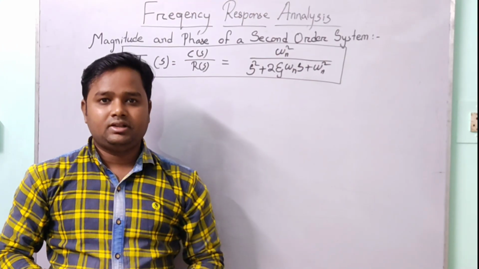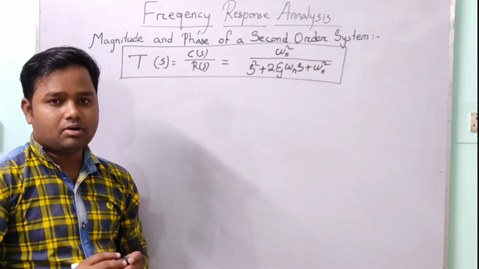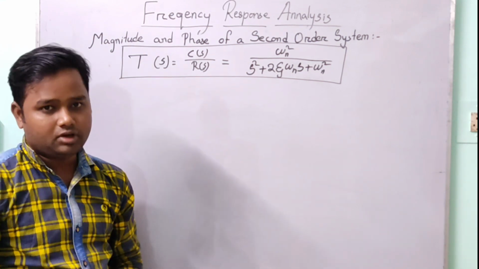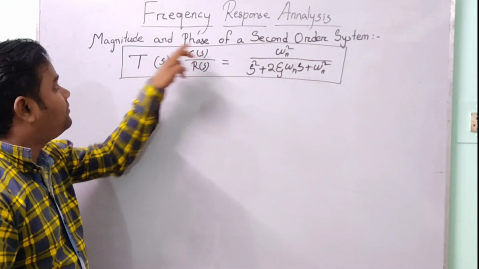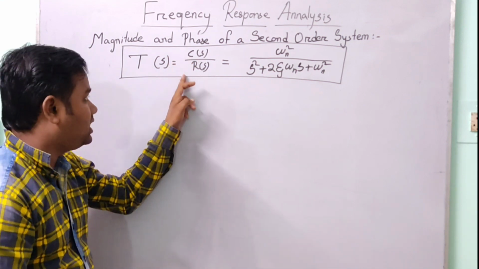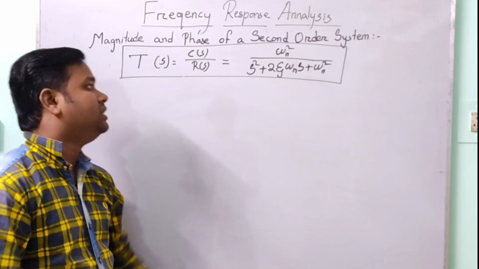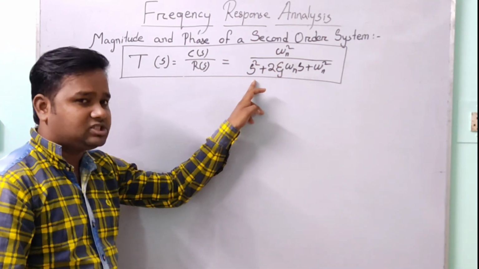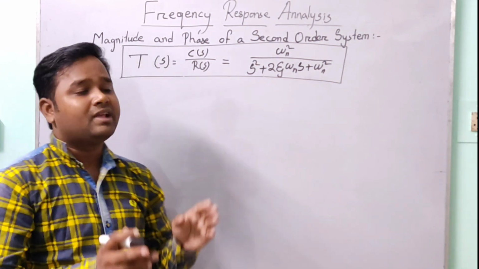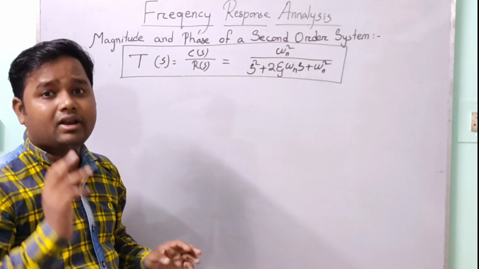Next, we will study the frequency response analysis for a second order system. We know the transfer function is equal to output divided by input, the Laplace transform of the output with respect to the Laplace transform of the input. Now, the magnitude and the phase of a second order system. Here the transfer function T of s is equal to output C of s divided by input R of s. We know the basic structure, as we have already studied in the time response analysis, is omega n square divided by s square plus 2 zeta omega n s plus omega n square. This is the basic structure of the transfer function for a second order system.